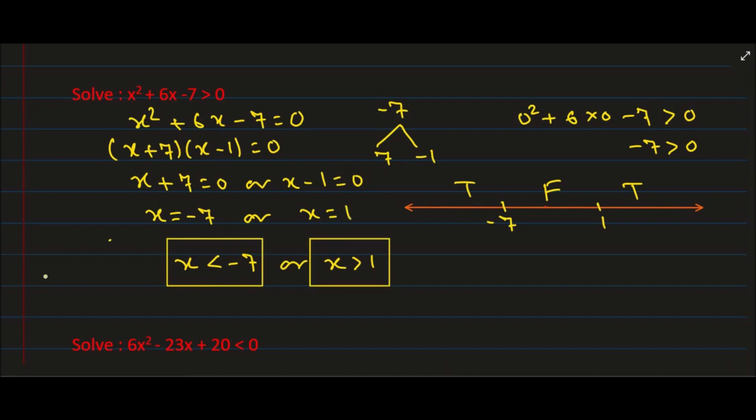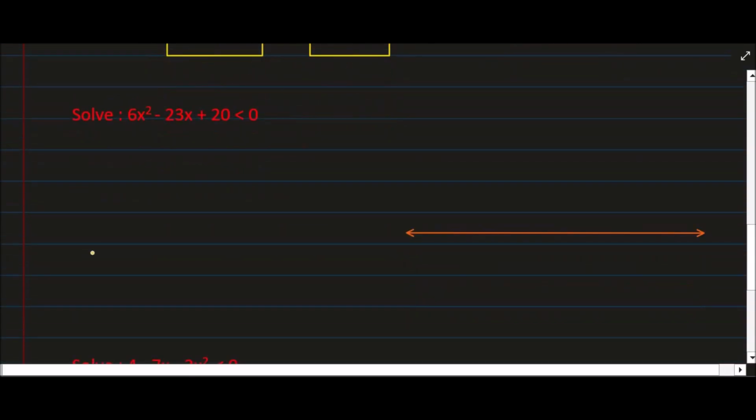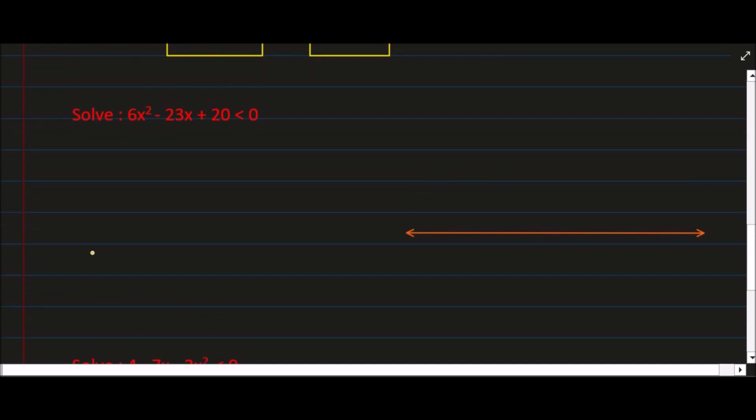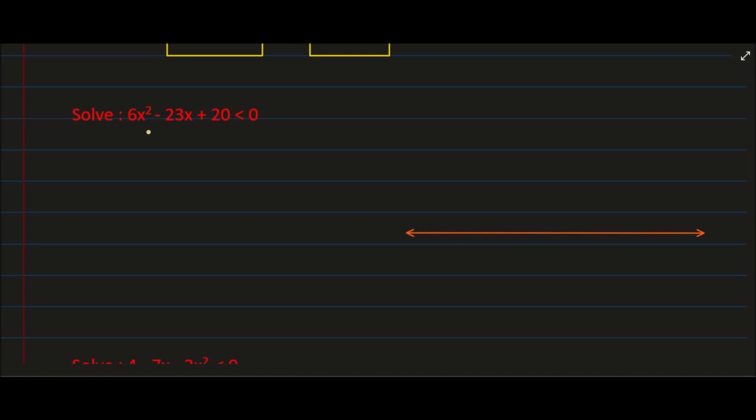So we are done with this. Let's take another example. In this example, the coefficient of x square is other than 1, but still we can do it with the help of factorization. So let us do it. In this case, what happens?